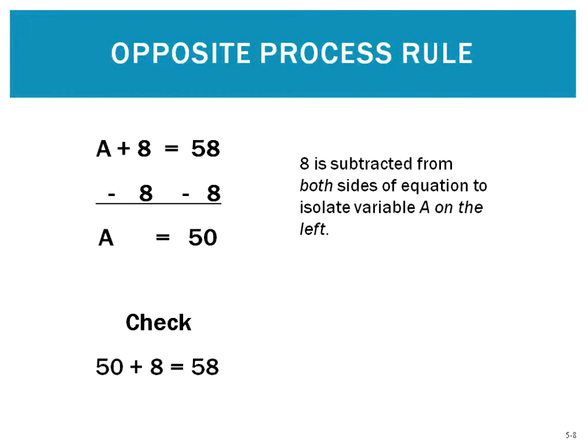Right? But here's the thing. Right? It has to still be an equation. So what we do to the one side, minus 8, we have to do to the other side, minus 8. So we say A plus 8 minus 8 equals 58 minus 8. So then we get the answer, A is 50.